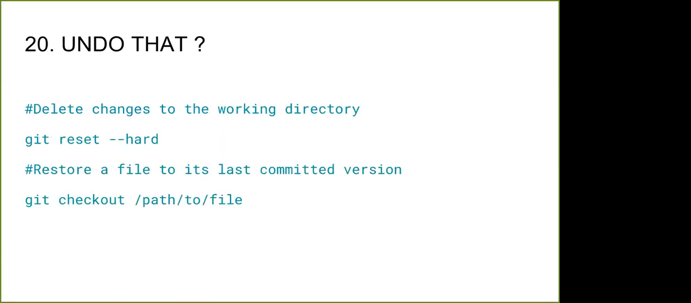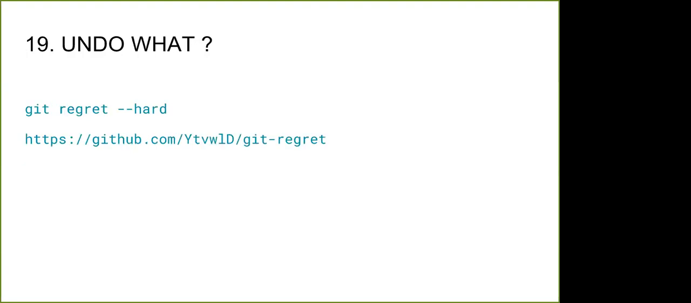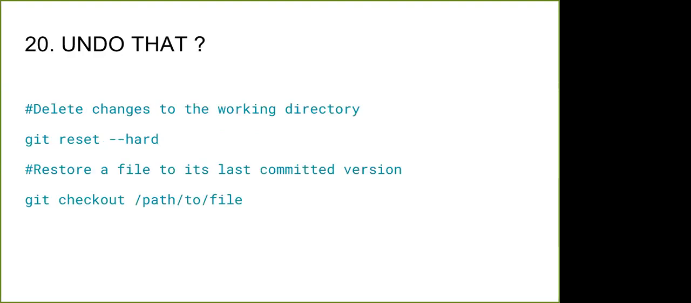Okay. Undo. Over here I said undo, but you want to do a specific undo, right? I don't want to undo everything. So you say delete the changes to the working directory: git reset --hard. And then you say restore a file to its last committed version: git checkout with the specific file. So all changes made to that specific file will get reset only.